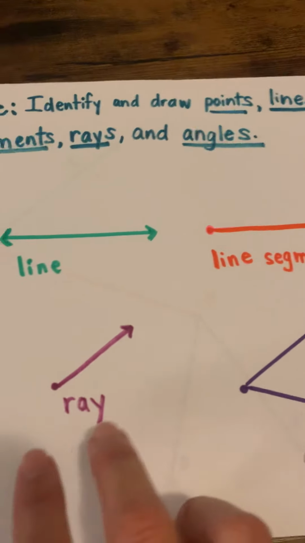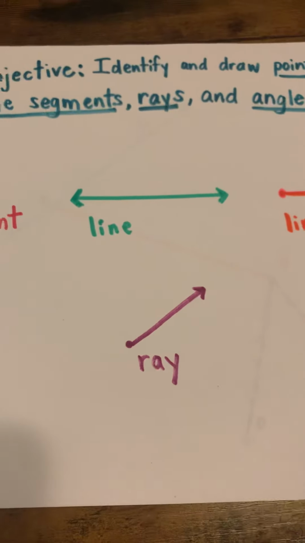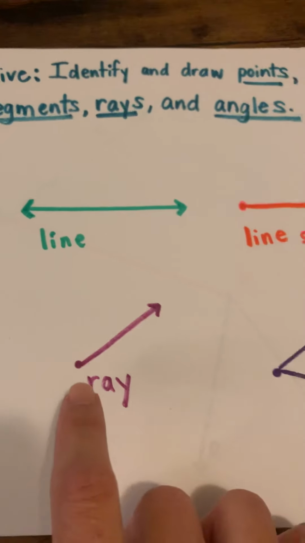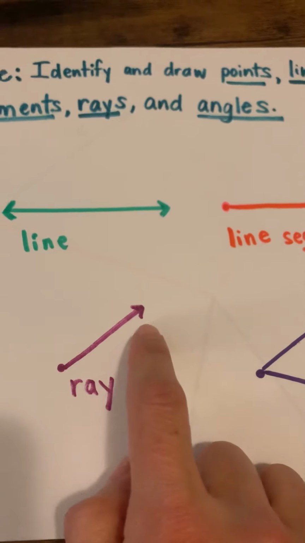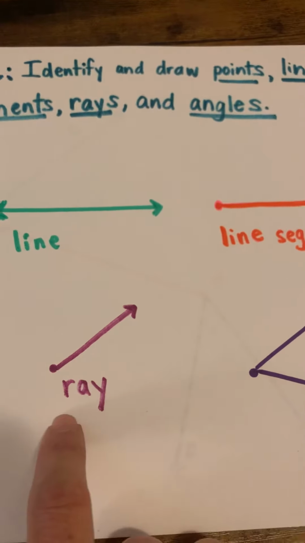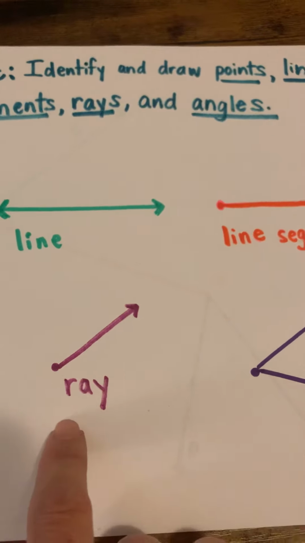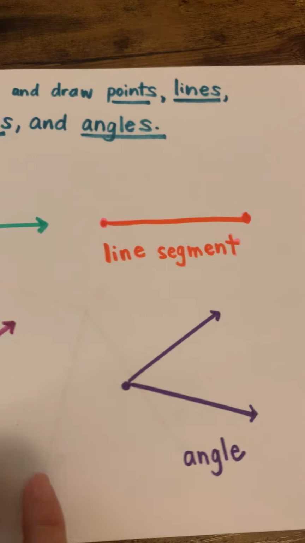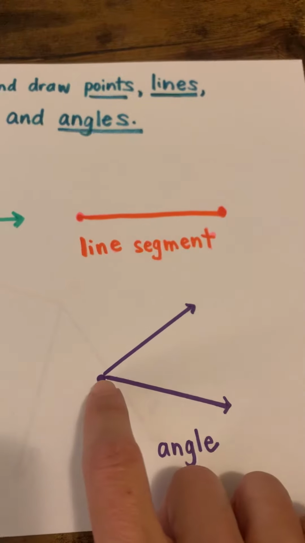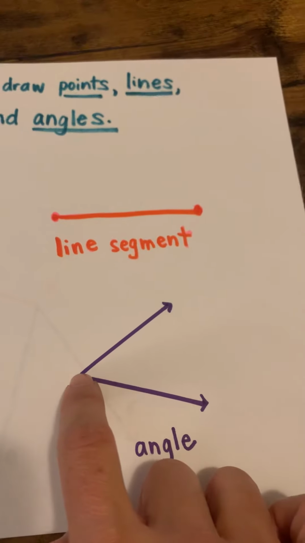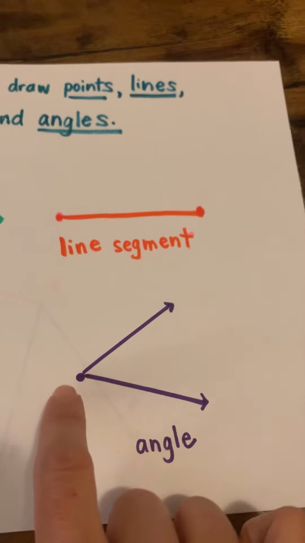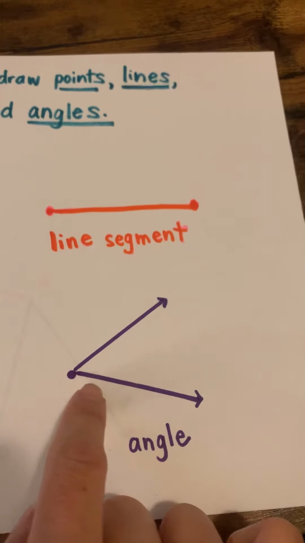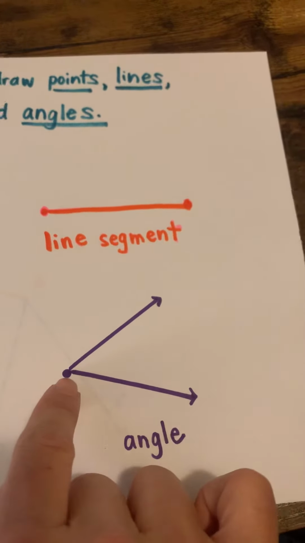Then we have what we call a ray. A ray has one endpoint and it has an arrow on the other end. So we call this a ray. Next, we have an endpoint and a line extending from the endpoint, and then we also have another line extending from the same endpoint.